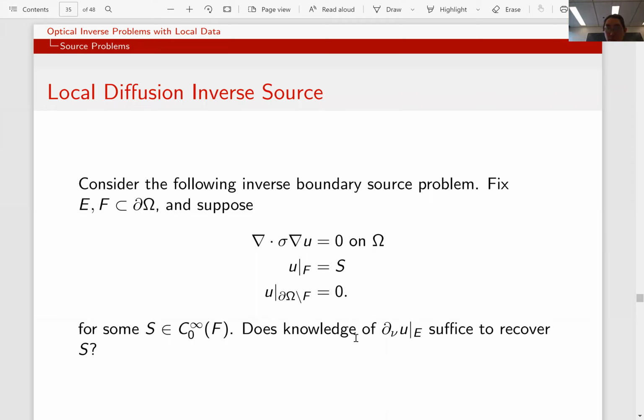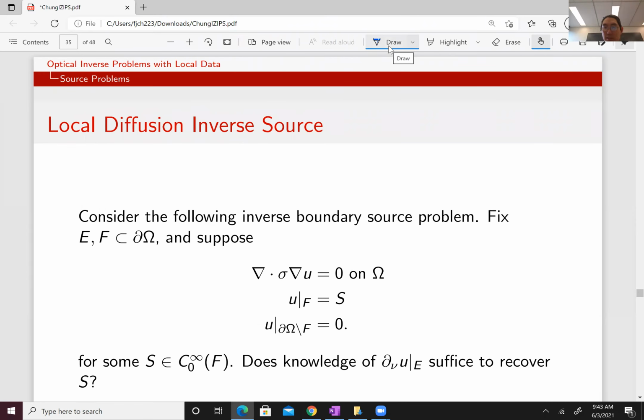So let me maybe risk drawing again. Let's try this. I'm going to have a domain U or omega, and I'm going to fix a set F over here, where I've set a source. And I'm going to measure what happens to U over here at E. So what's the point of setting this up like this? Well, in part, this is natural when you think about optics. Normally when you think about seeing something, you're thinking about seeing a two-dimensional image. You're talking about this sort of boundary recovery problem. So you're basically saying, can I recover an image through a scattering medium?